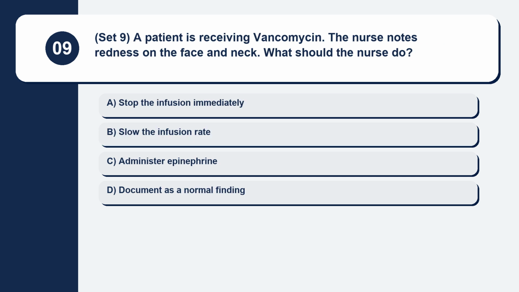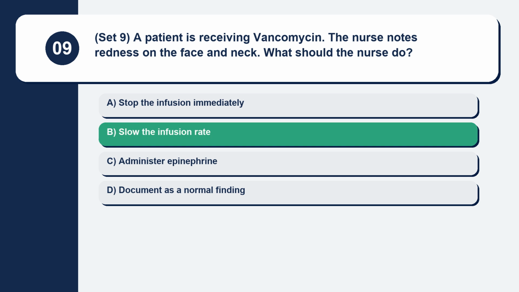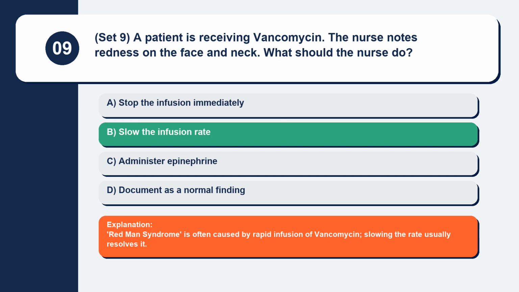Question 9. Set 9. A patient is receiving vancomycin. The nurse notes redness on the face and neck. What should the nurse do? Stop the infusion immediately, slow the infusion rate, administer epinephrine, document as a normal finding. Red man syndrome is often caused by rapid infusion of vancomycin. Slowing the rate usually resolves it.